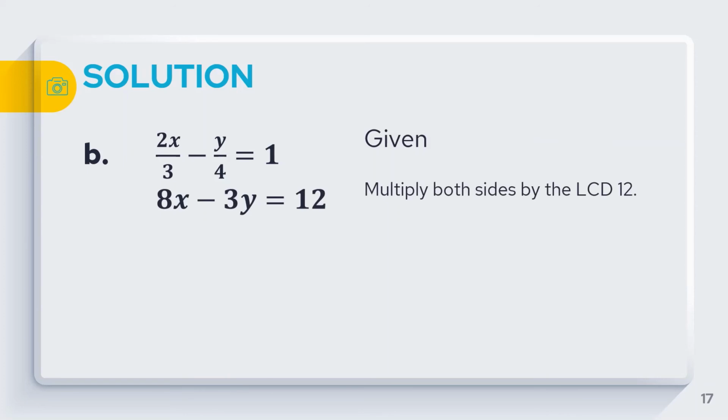Our second example now is 2x over 3 minus y over 4 is equal to 1. This is our given, and by multiplying both sides by 12, we will be able to make it into its standard form. 2x over 3 times 12 is equal to 8x, since 12 times 2 is equal to 24, divided by 3 is equal to 8. Y over 4 times 12 is equal to negative 3y, since 12 divided by 4 is equal to 3, and 1 times 12 is equal to 12. The answer is 8x minus 3y is equal to 12 in standard form.